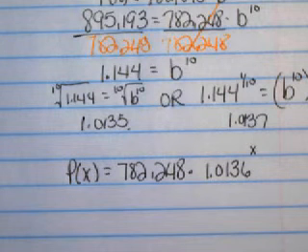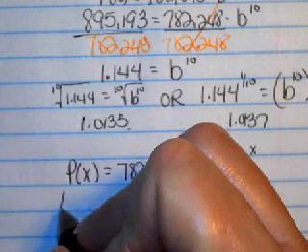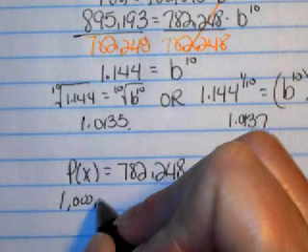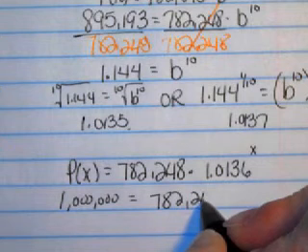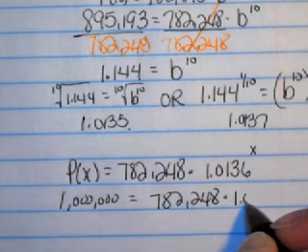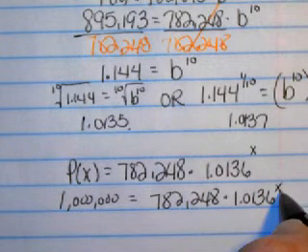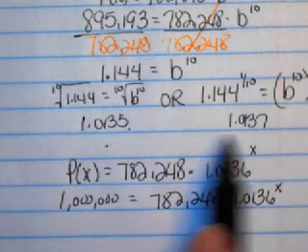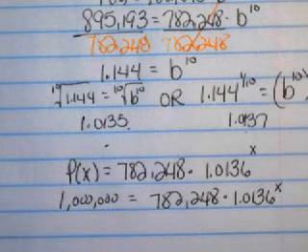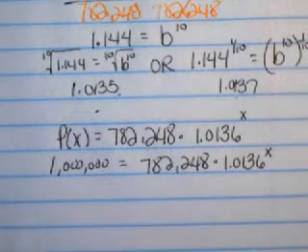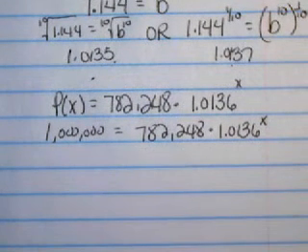So we need to put 1 million in the calculator. So we're going to have 1,000,000 is equal to 782,248 times 1.0136 to the x. The reason these two are different is because we rounded differently, and when you do that, it gives different answers. So we're just going to stick with the 1.0136, and that'll give us a good answer.